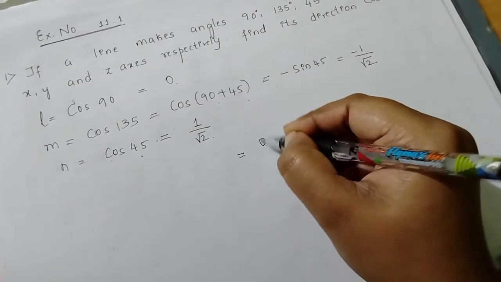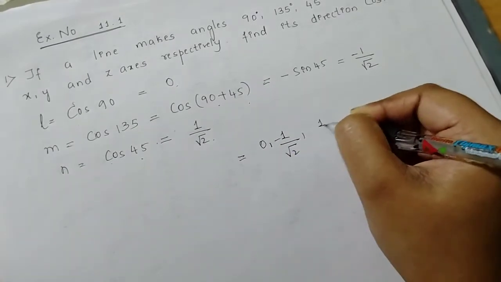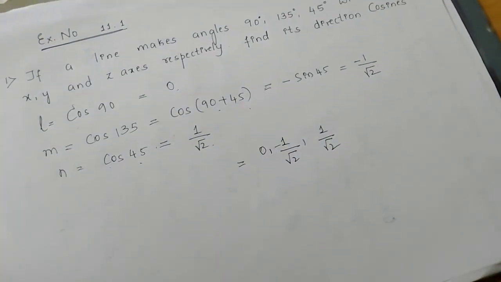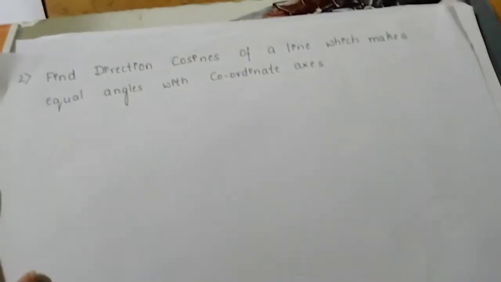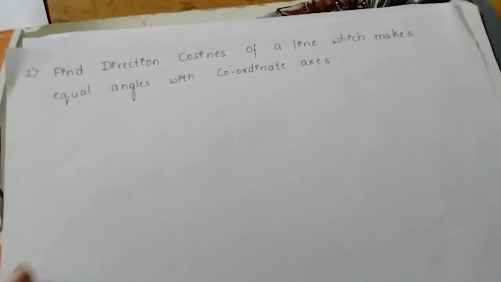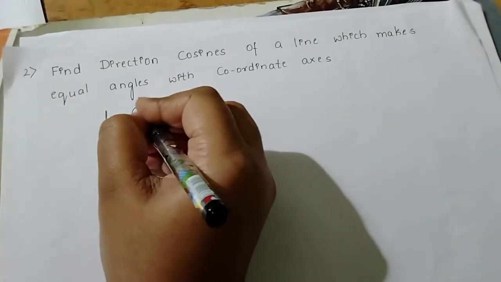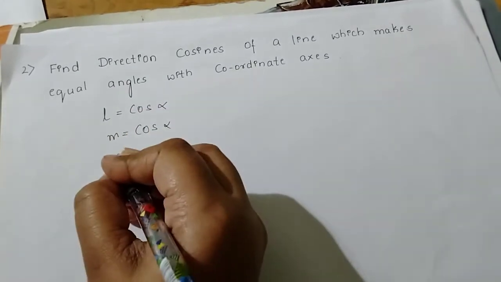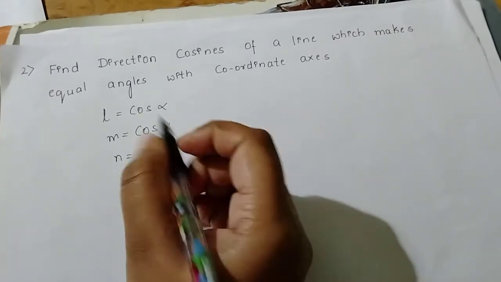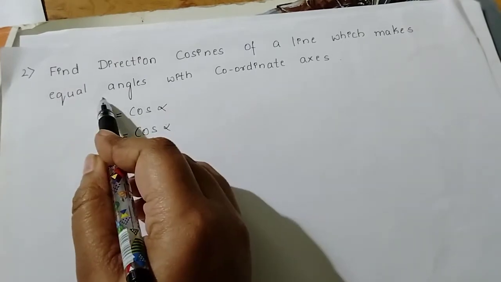So the direction cosines are 0, 1 by root 2, minus 1 by root 2 and plus 1 by root 2. Okay. So this is how we are going to find the first one. Second one, find the direction cosines of a line which makes equal angles with the coordinate axes. So L is equal to cos alpha, M is equal to cos alpha, N is equal to cos alpha. Earlier we were taking three different angles, alpha, beta, gamma.